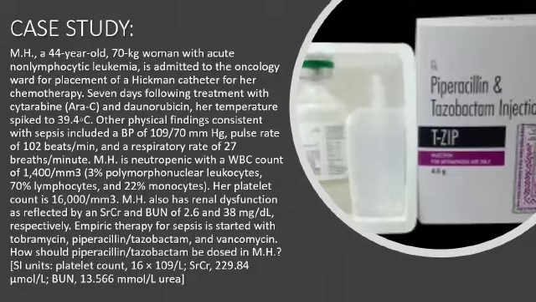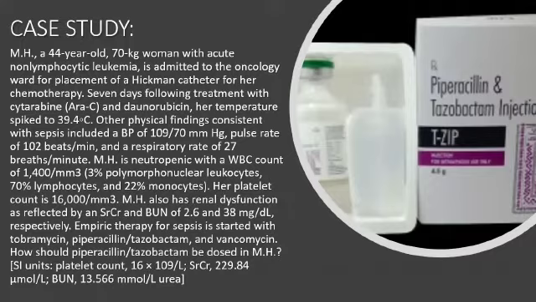7 days following treatment with cytarabine, Ara-C, and daunorubicin, her temperature spiked to 39.4 degrees Celsius. Other physical findings consistent with sepsis included a blood pressure of 109 by 70 mm Hg. Her pulse rate is 102 beats per minute, and her respiratory rate is 27 breaths per minute.